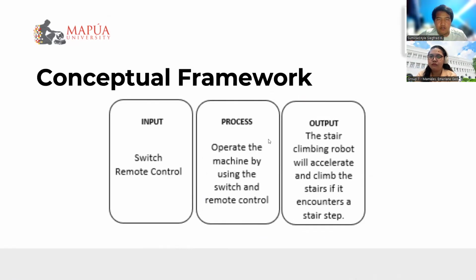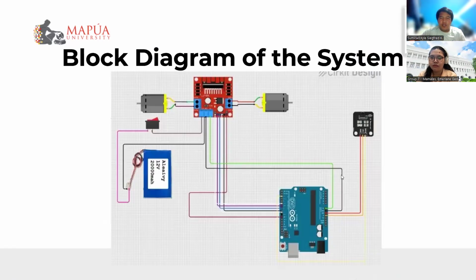So the conceptual framework. First, the input: switch and remote, since we're going to control the stair climbing robot anyway, and performing the on and off switch. Next is the process: operate the machine by using a switch or remote control, since we're going to control it. Next, the output: the stair climbing robot will accelerate and climb the stairs if it encounters a stair step itself.